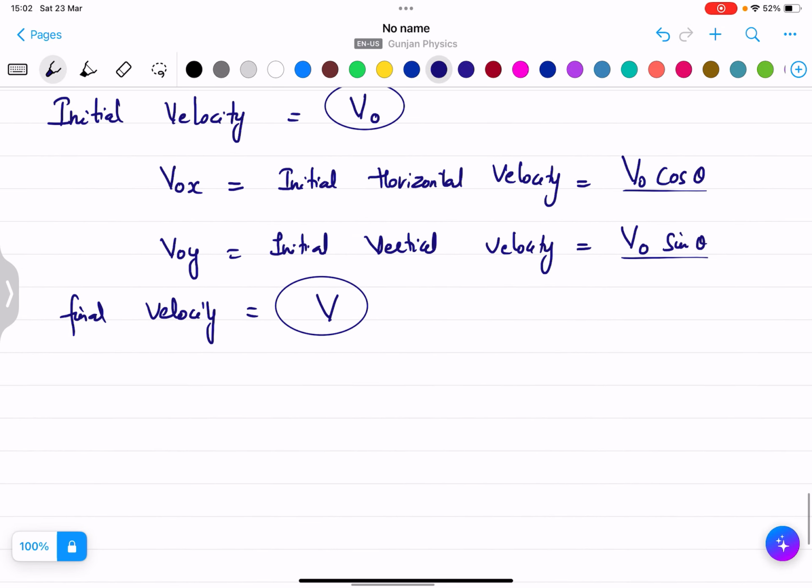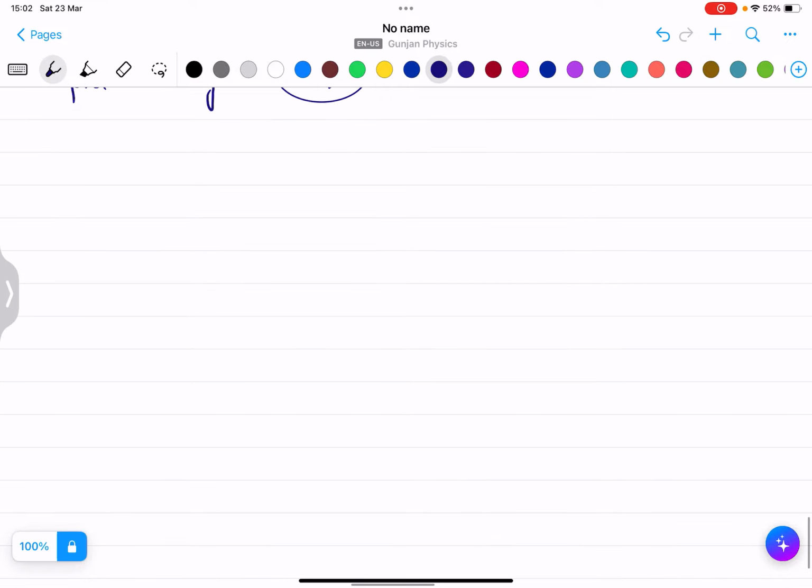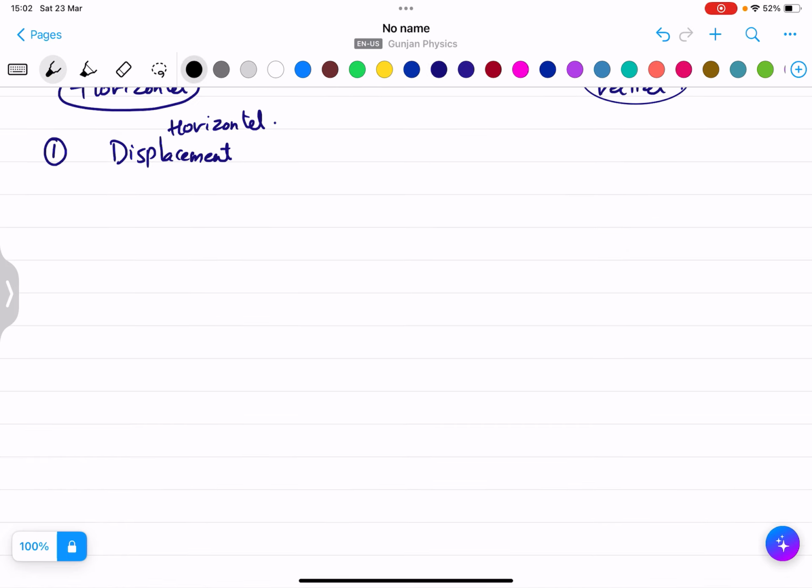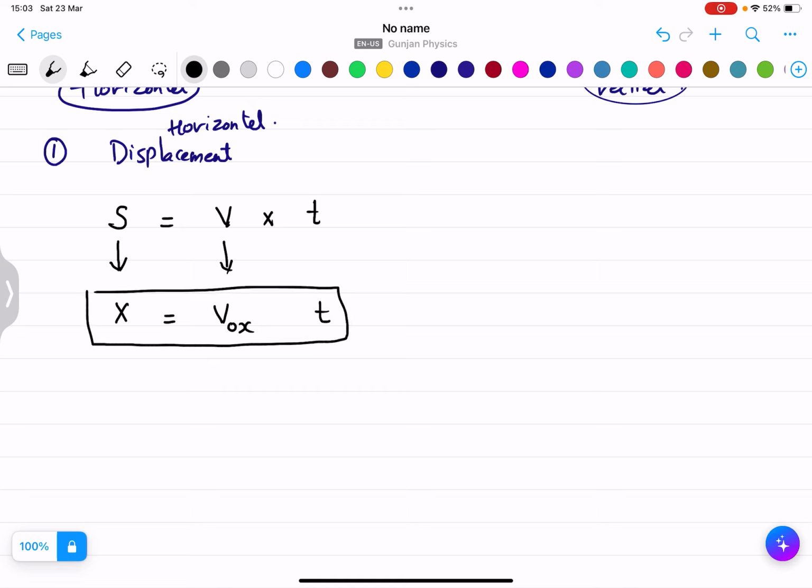Now we will use these notations and write some equations for the horizontal motion and for the vertical motion. The first expression is for the horizontal displacement. We all know the formula for horizontal displacement: s equals v into t. Because we are moving along the x-axis, we say it is x. For v we write vox, and for t we write t. So for the horizontal displacement, we write x equals vox t.